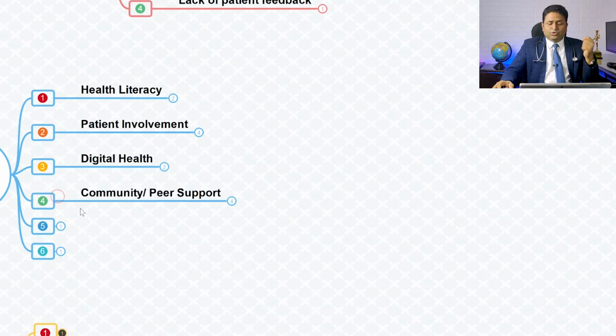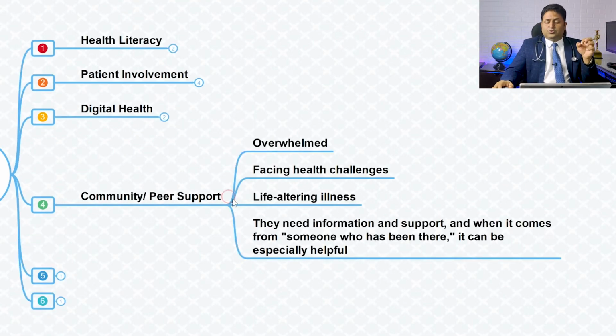The fourth one is community or peer support. It becomes very important to have community and peer support, because healthcare is overwhelming. People face a lot of challenges with simple things, and they just want simple answers for those. And when patients have life altering illnesses, like even diabetes is a life altering illness, right? They require great support.